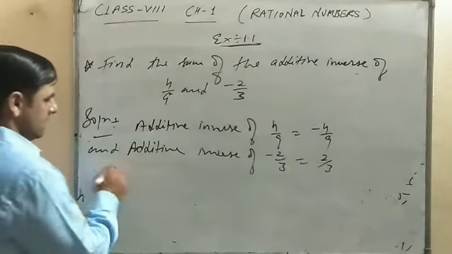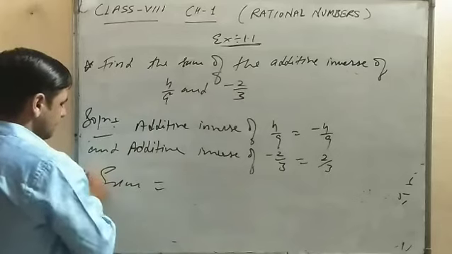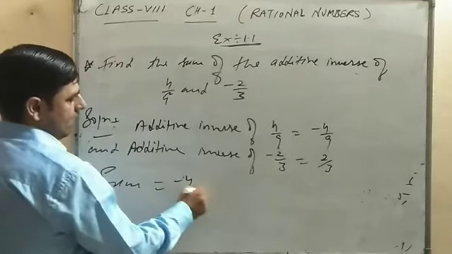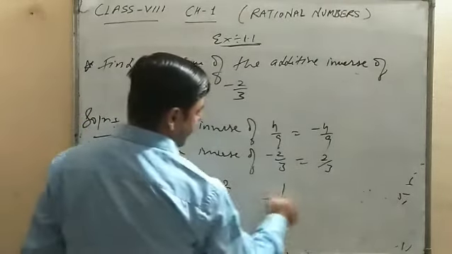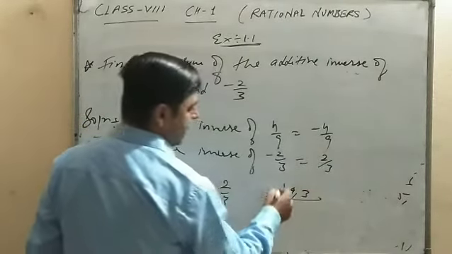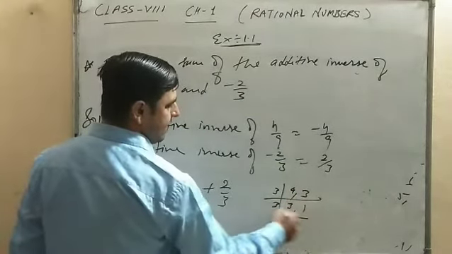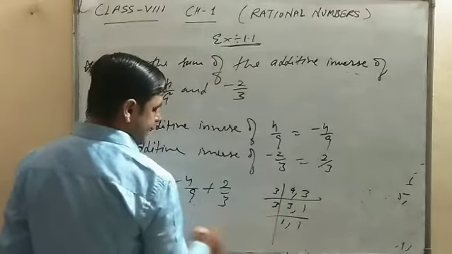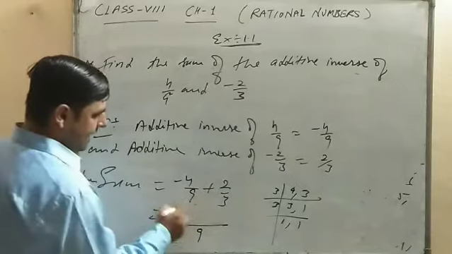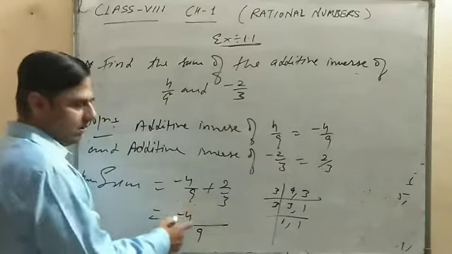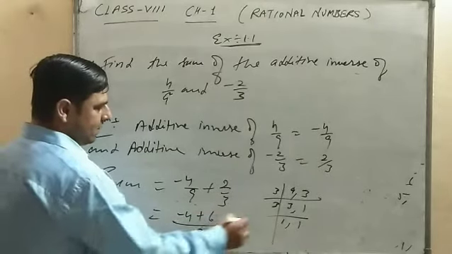So after that, the sum of both rational numbers: minus 4 by 9 plus 2 by 3. So you know very well 9 and 3 are the denominators. So what will be the LCM? 3 3s are 9, 3 1 is 3. Then you can easily decide the denominator becomes 9. So 9 by 9, 1, 1 4 is 4, 9 by 3, 3, 3 2s are 6. So 6 minus 4, 2 by 9.